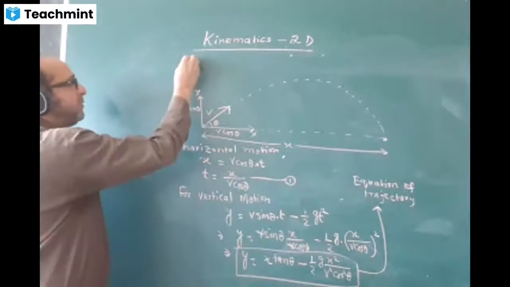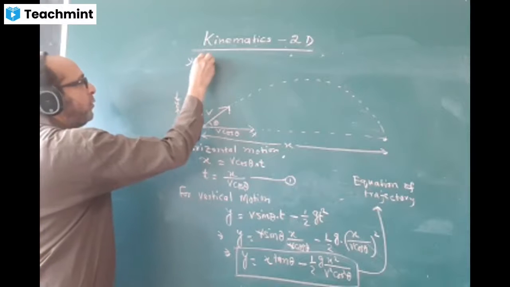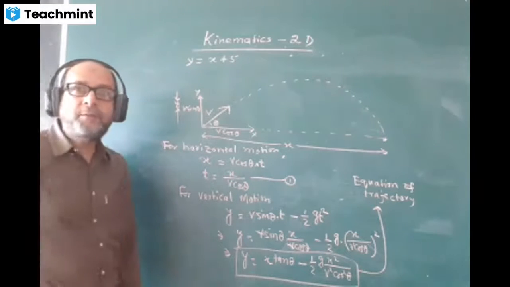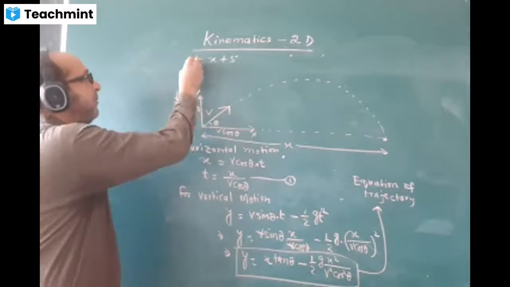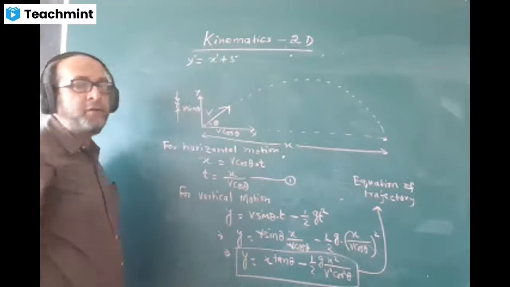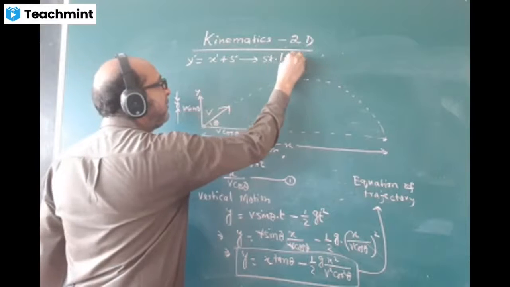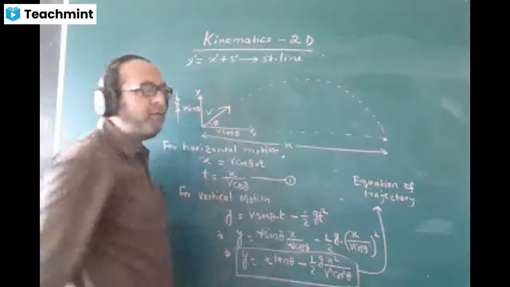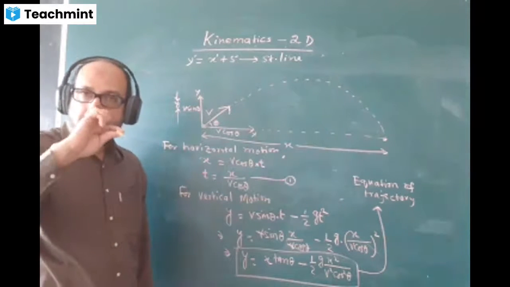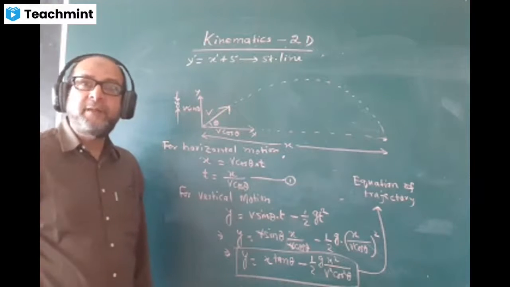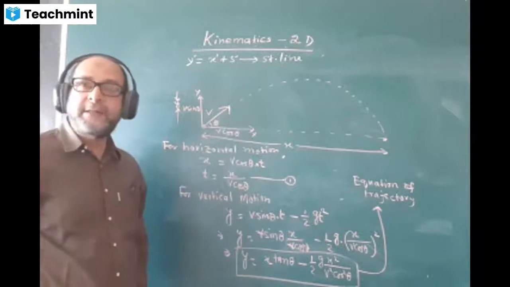If the equation is like this, y is equal to something x plus 5, we look at the power of y and x. The power of y and x is 1, 1. So this will represent a straight line. I think you have learned that in class 10: y is equal to mx plus c. The power of y and power of x will be 1, 1. It will be a straight line. It will represent a straight line.